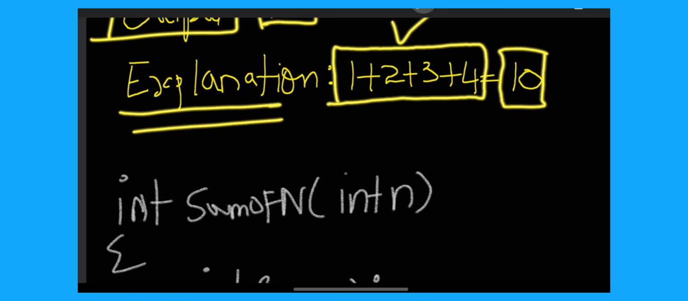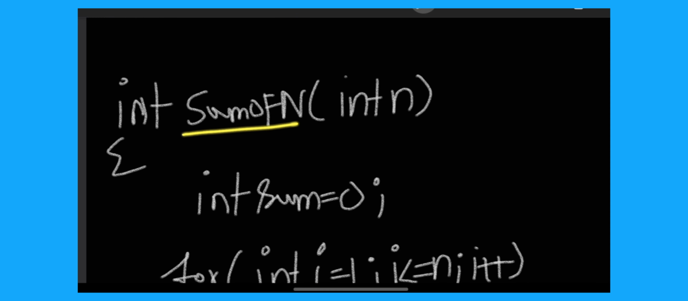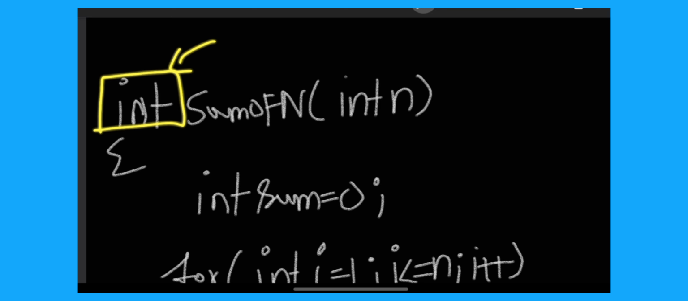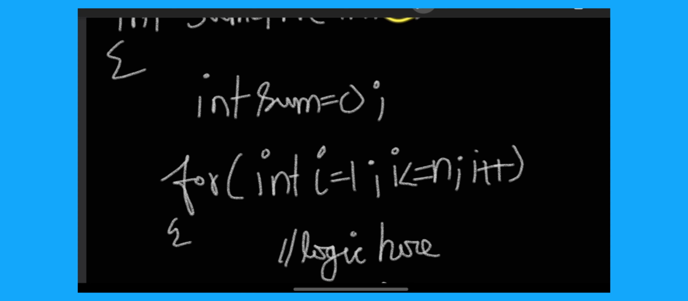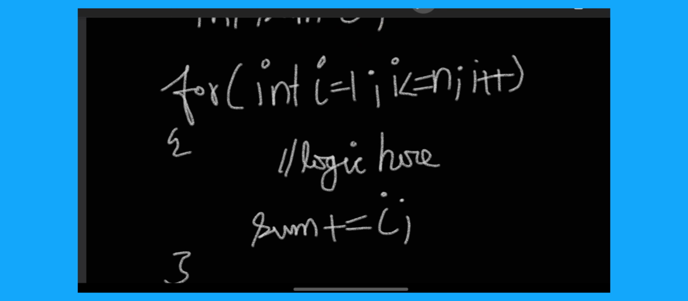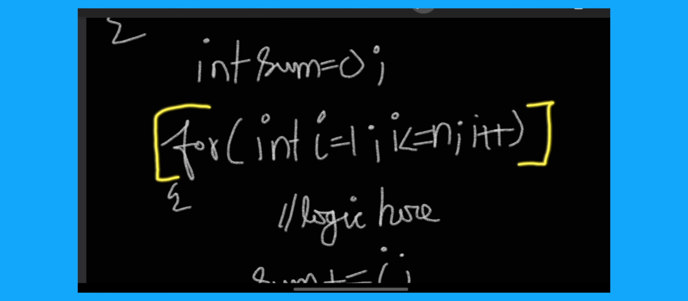So we have one function which is named sum of n, and the integer type, this is the return type of this function we are keeping as integer. Input given to this function is n. Inside the function, we are going to initialize the sum variable with 0 in order to hold the sum, and we are taking the help of a for loop in order to calculate the sum starting from 1 to n.